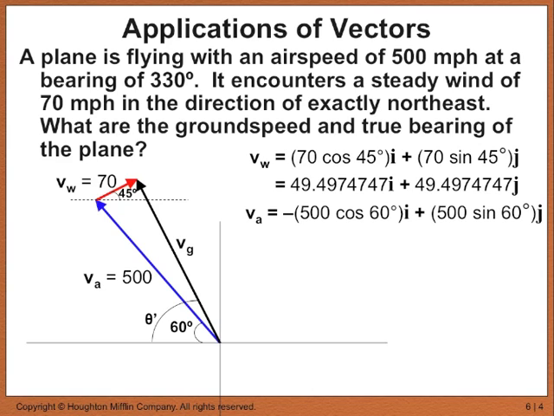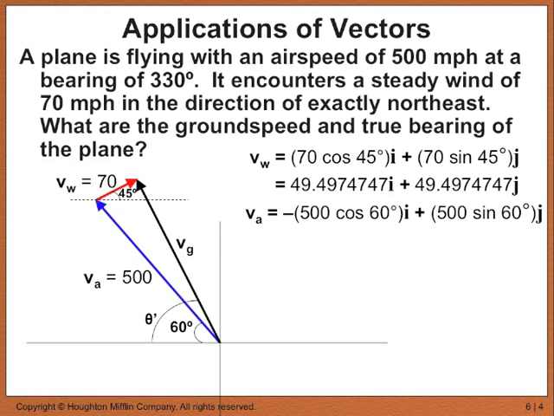Now, breaking up V sub A, we have negative 500 cosine 60 degrees i plus 500 sine 60 degrees j. Now, you might be wondering why it's a negative 500 cosine 60 degrees i, but just to explain that a little bit better. Remember how in the last example we had to be careful about which quadrant we were in, because that determines whether horizontally we're going left or right, or vertically up or down.